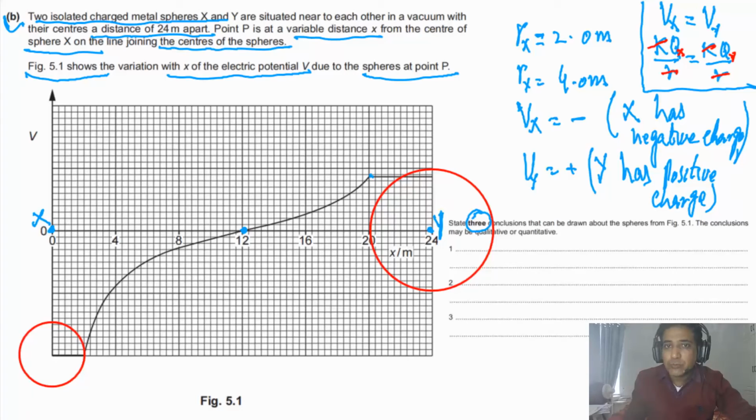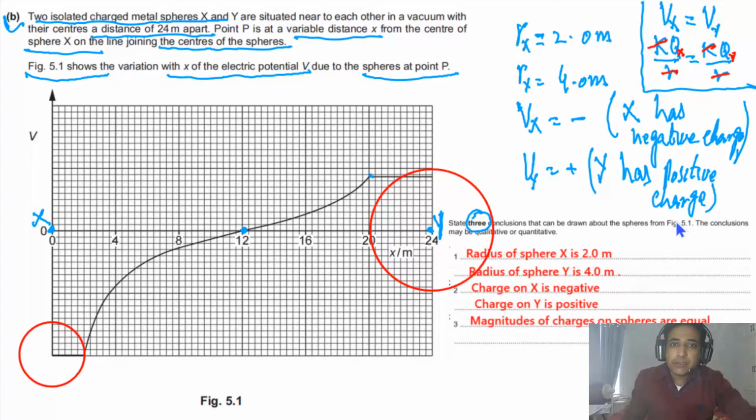Now let me show you the final answer, how you can write down your answer. In your answer you can mention these points. 3 of them you need to write down, but if you write down more it's better. So these points we can mention. So we have here 5 points.